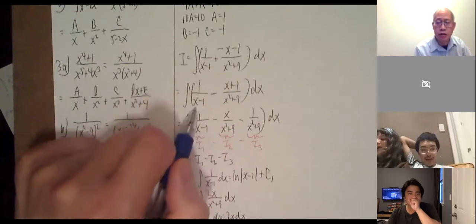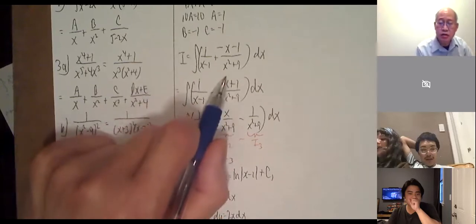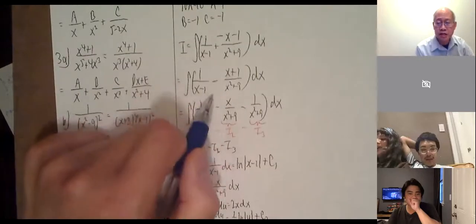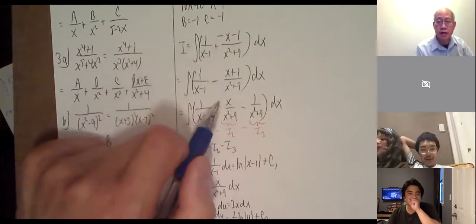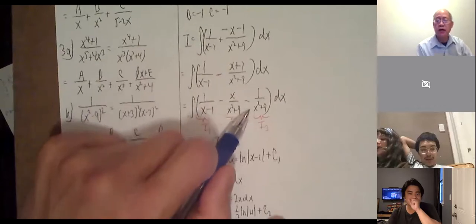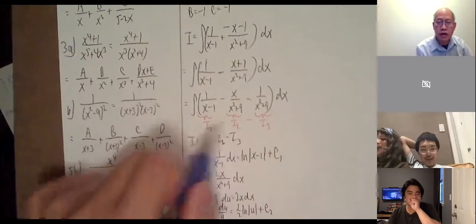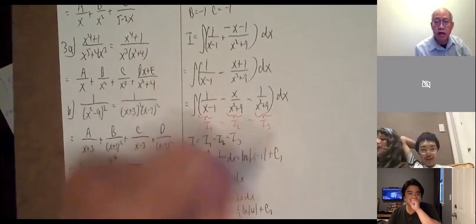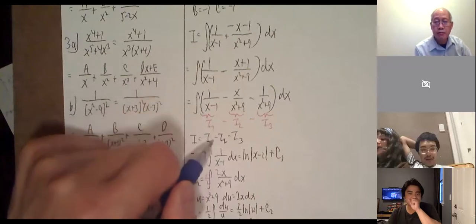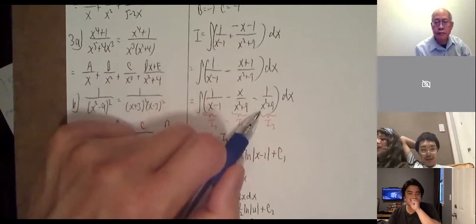This is easy. This is just some natural log. Now, how do I integrate this? I split this into two integrals. So I break this up, which in retrospect I didn't have to do here, but anyway, it works. So minus x over x squared plus 9 minus 1 over x squared plus 9. So I have three integrals. I'm going to take a timeout and work on I1 minus I2 minus I3. The original integral I is I1, the integral of 1 over x minus 1, minus I2, which is x over x squared plus 9, minus I3, which is 1 over x squared plus 9.